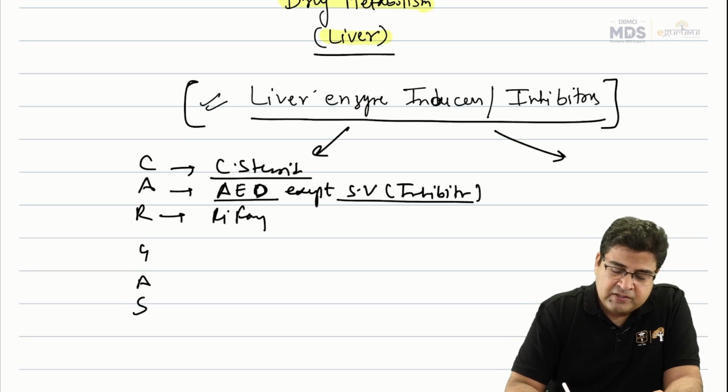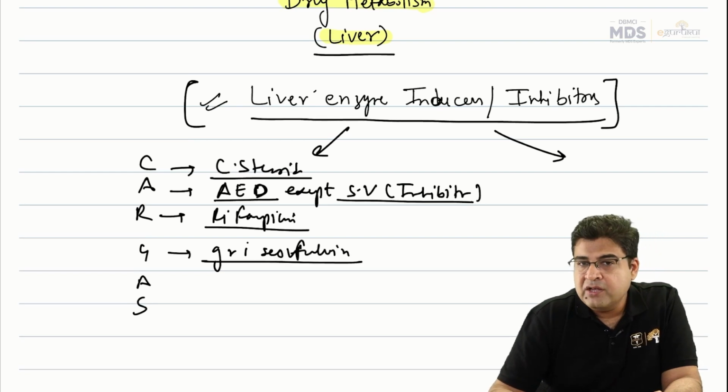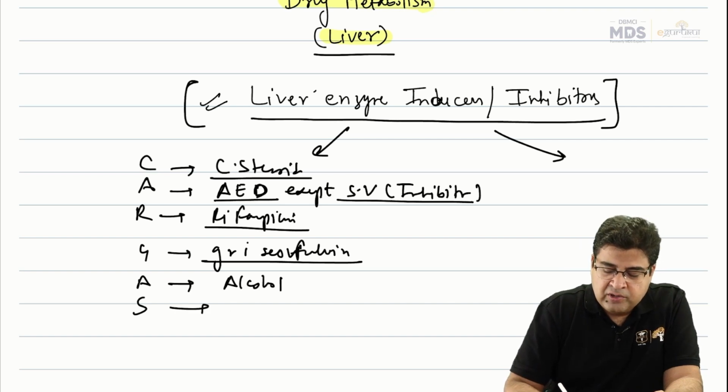Now, rifampicin is one more medicine which is a liver enzyme inducer. Then we have the medicine griseofulvin, which is also a liver enzyme inducer, then alcohol, and one more is smoke.